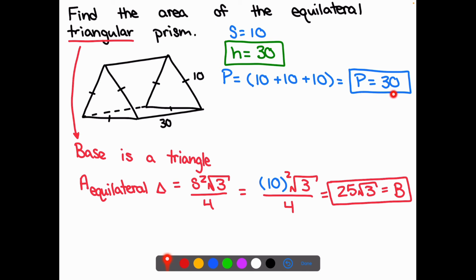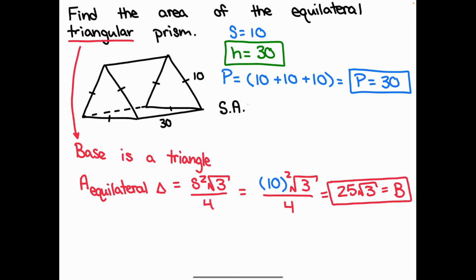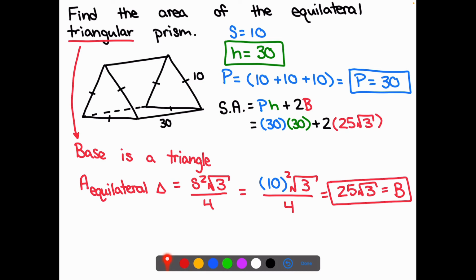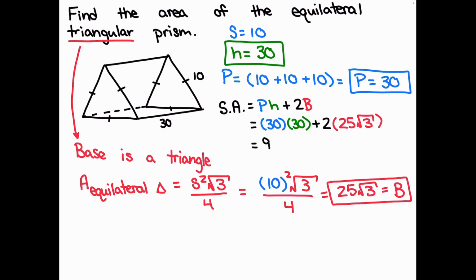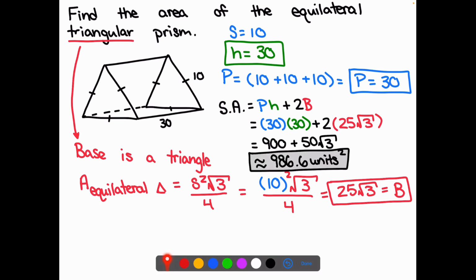Now we have P, H, and B. Let's go ahead and plug it into our formula. Surface area is equal to P times H plus 2 times B. Or in other words, 30 times 30 plus 2 times 25 radical 3. 30 times 30 is 900. 2 times 25 rad 3 is 50 rad 3. 900 plus 50 rad 3 is about 986.6 units squared.